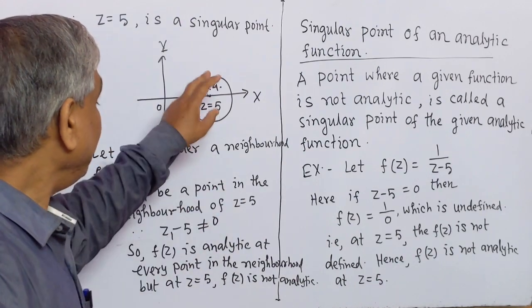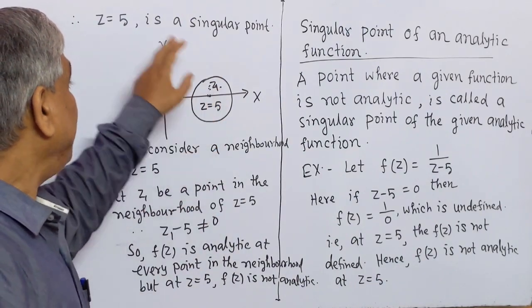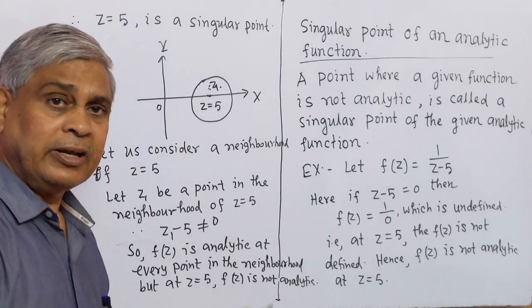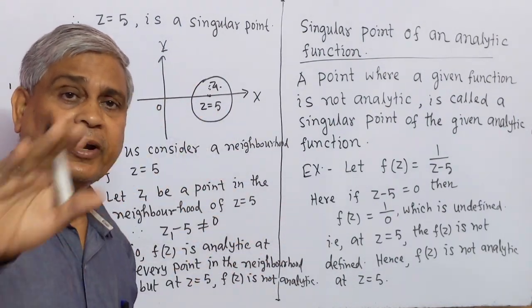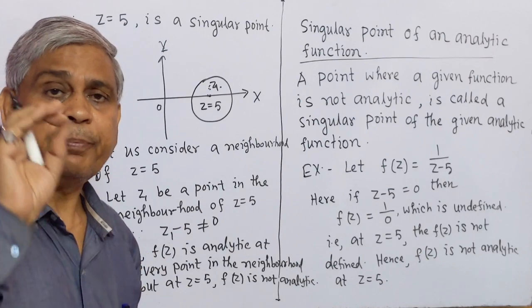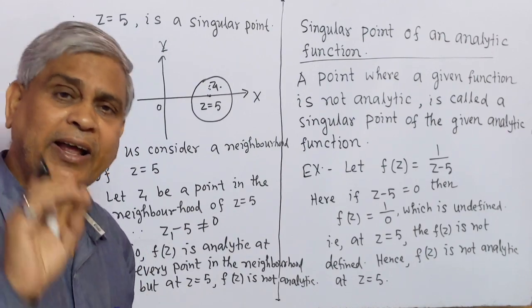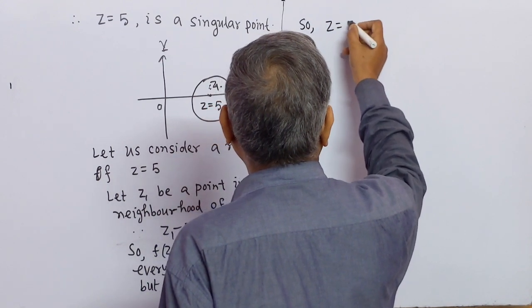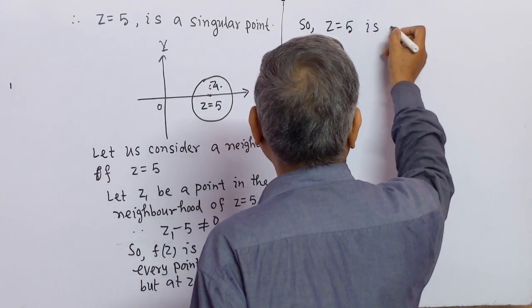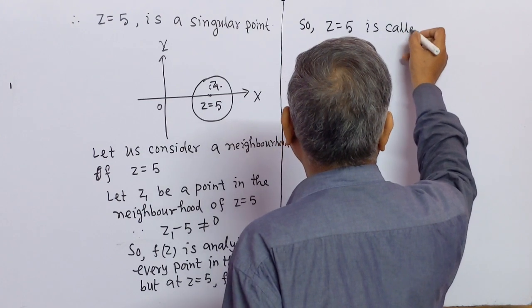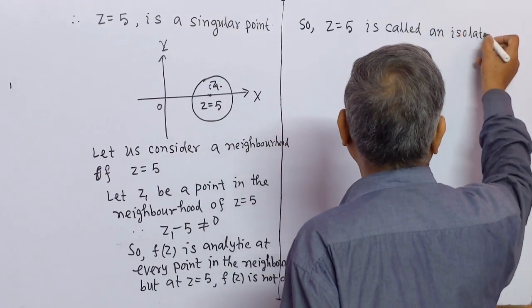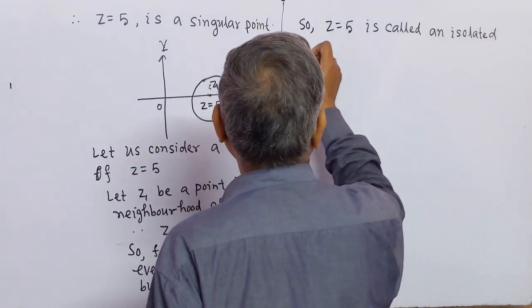Means only at this point the function is not analytic, but at every point in its neighborhood the function f(z) is analytic. So z equal to 5 is called an isolated singular point.